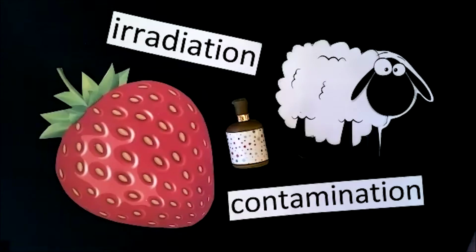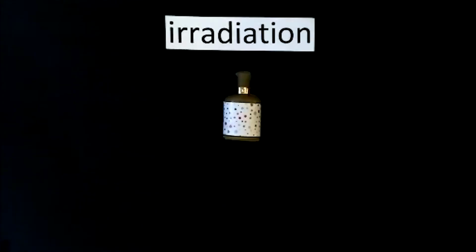Let's find out from Sue how we can demonstrate the difference between irradiation and contamination in a clear way that students will be able to grasp. Thank you, Ben. So let's model irradiation and contamination using a party popper, strawberries and sheep. Firstly, irradiation. Here the party popper represents a radioactive material like cobalt-60 in a sealed container.